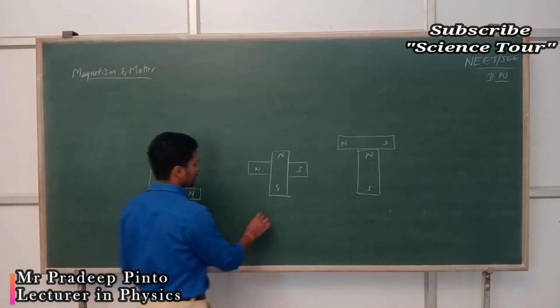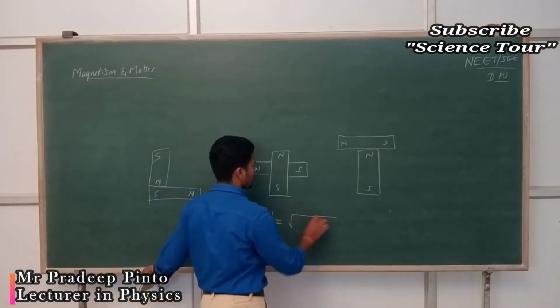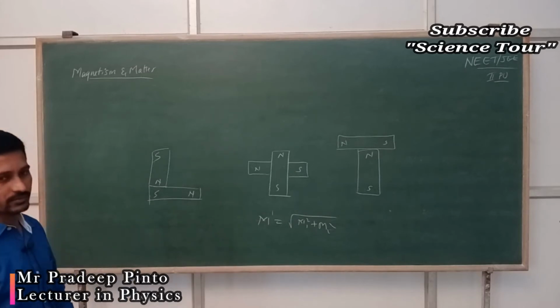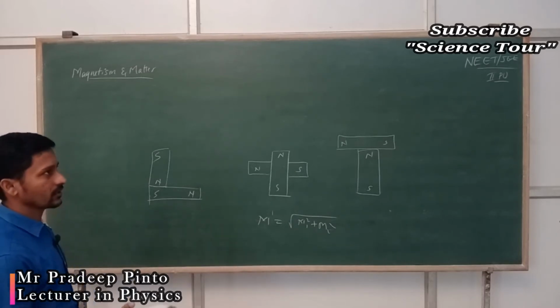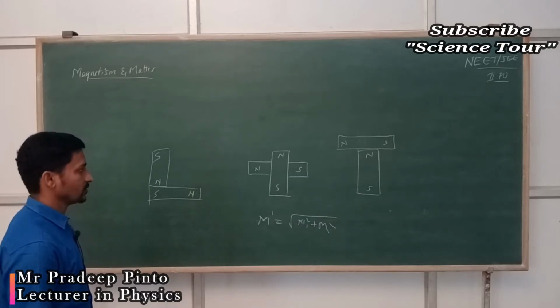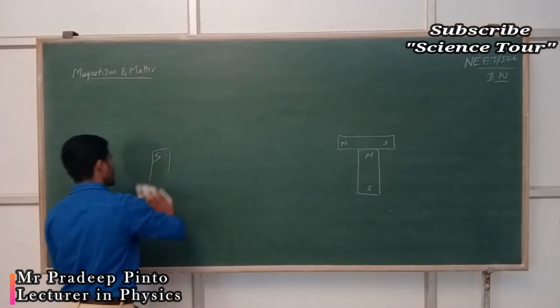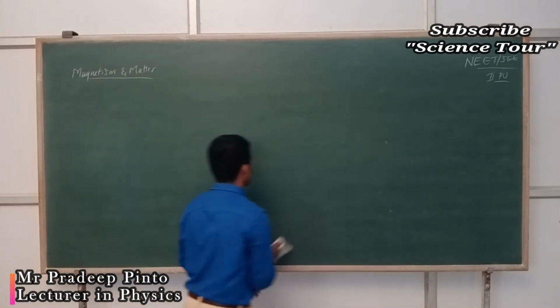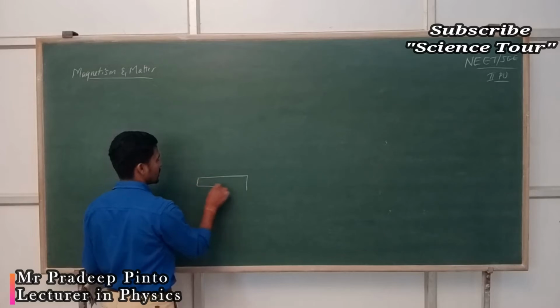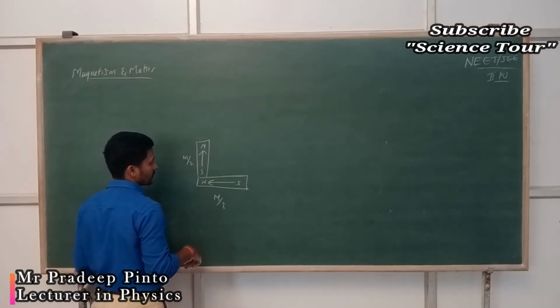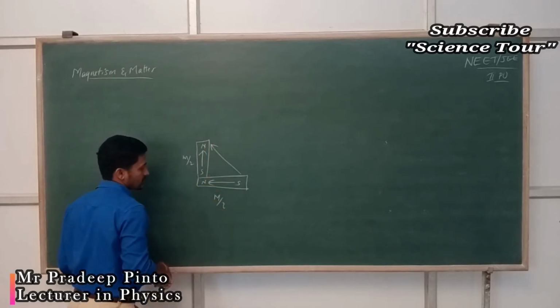Here the magnetic moment becomes square root of m1 square plus m2 square, because cos theta is 90, and cos 90 is 0, so in that formula it becomes m1 square plus m2 square. Now, if I give an example for that, we have arranged it in this manner. This is m by 2, this is m by 2, south to north like this. The magnetic moment will be in this way, we can say.